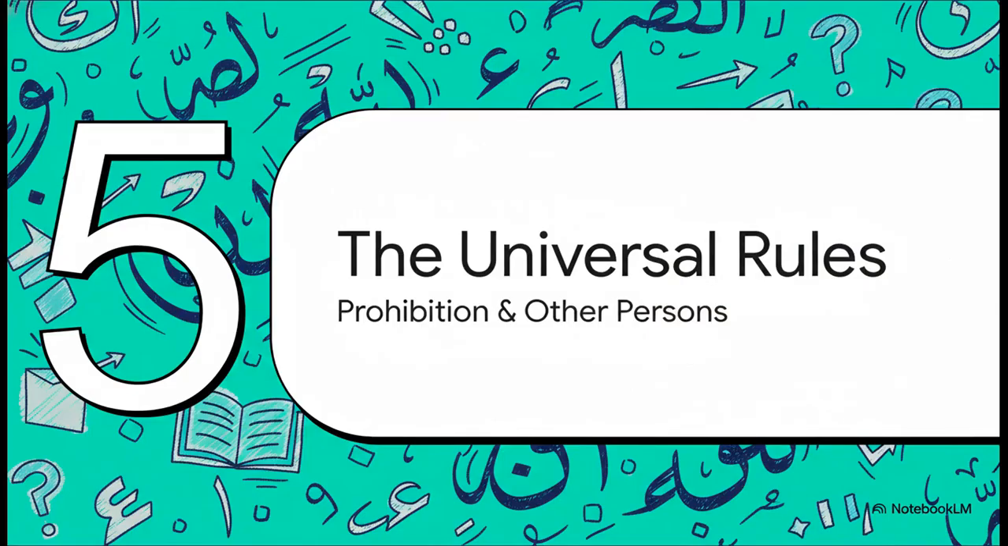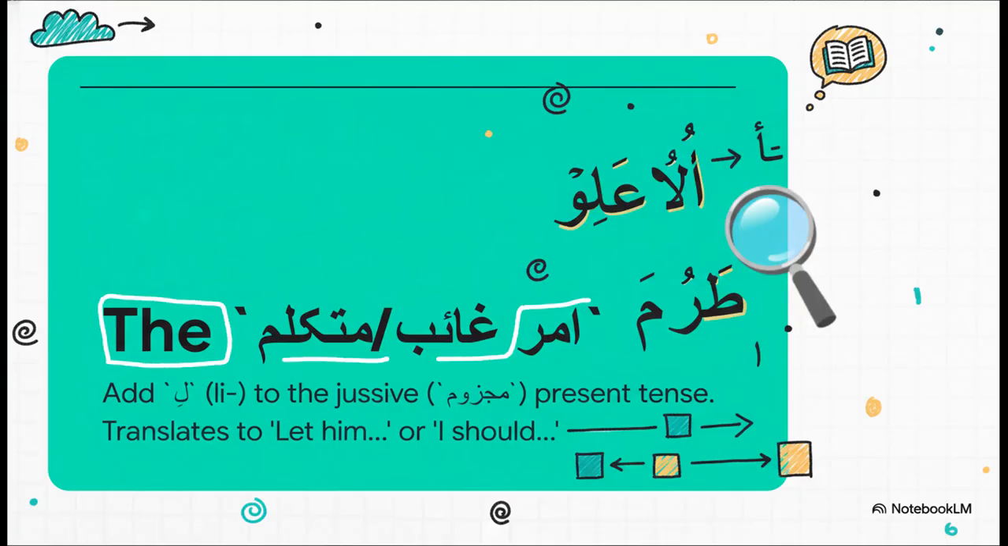Okay, so we've totally nailed the command for you, the amr al-hadir. So now let's look at two just brilliantly simple universal rules. And when I say universal, I mean they apply to all the verb types we've talked about, basic or derived. So, what if you want to give a command to someone who's not there? Or even to yourself, like, I should do this. The rule is incredibly easy. You just take the jussive form of the verb and stick the prefix li right on the front, so you get something like liyaf'al. Let him do it.